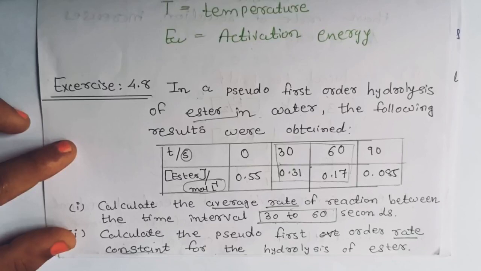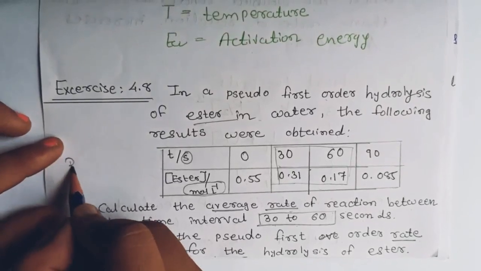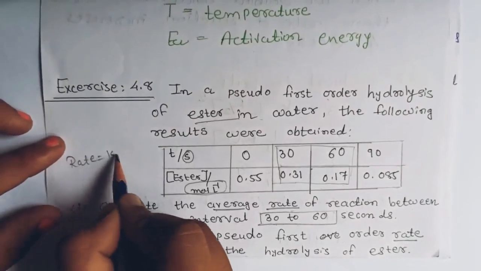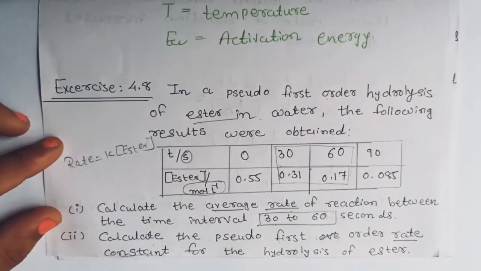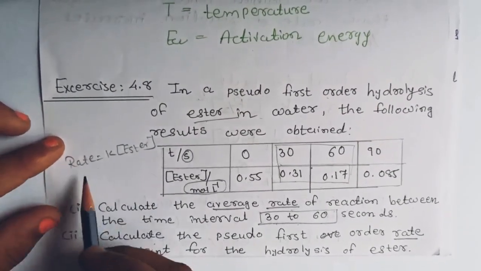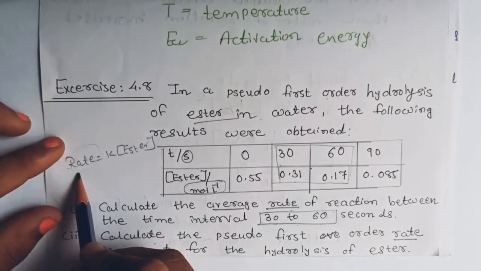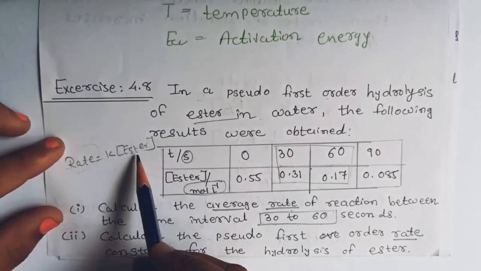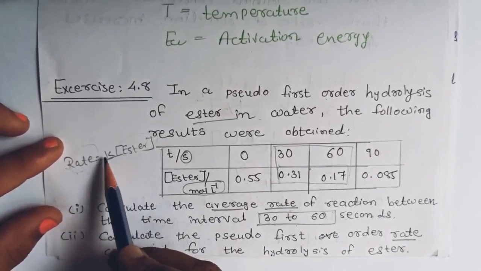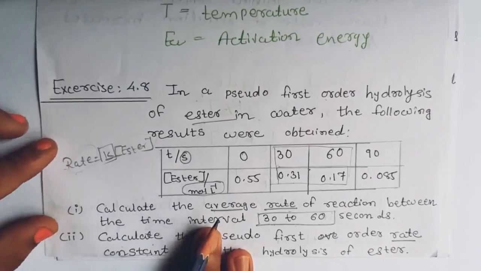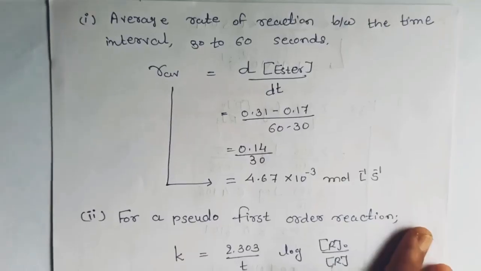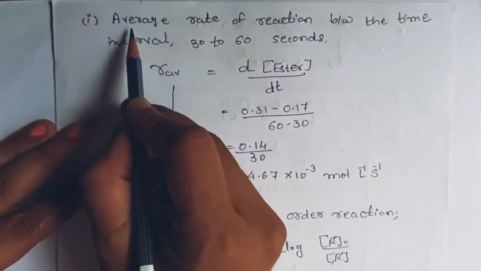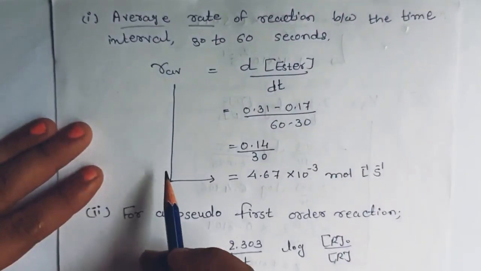We have to calculate the rate constant for this reaction, because we know that the rate equals K into the concentration of ester. It is a first order reaction, so we can easily find the rate. And we also have to find the rate constant, this K. Let's solve this.